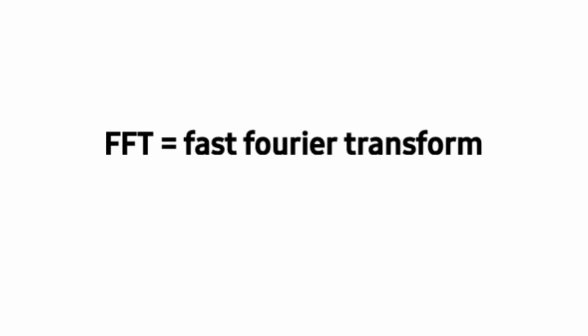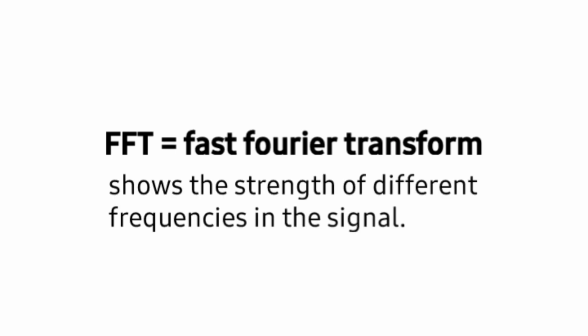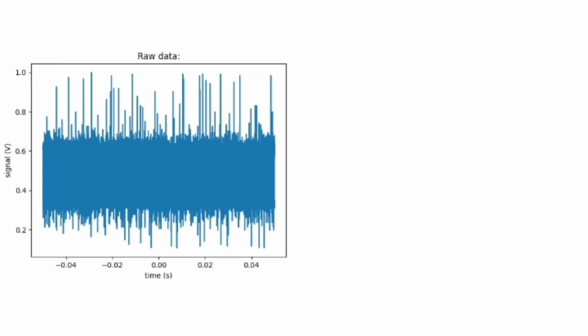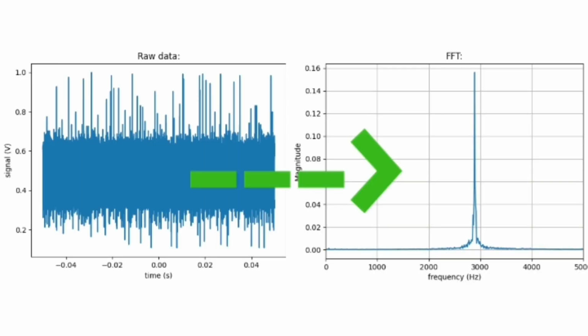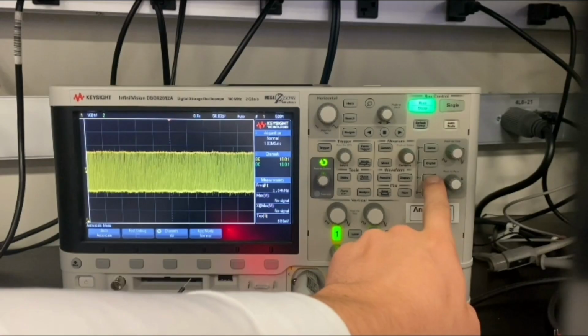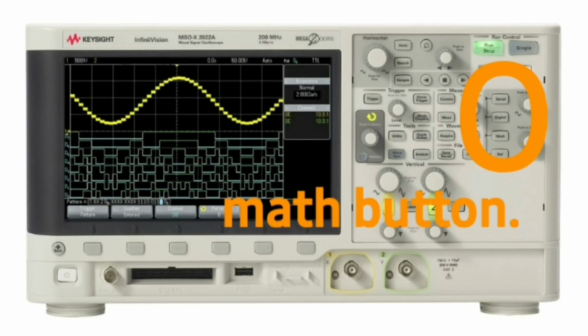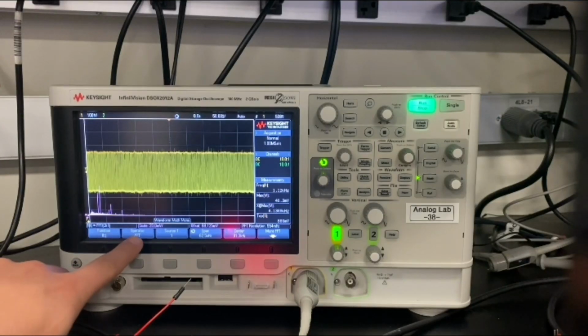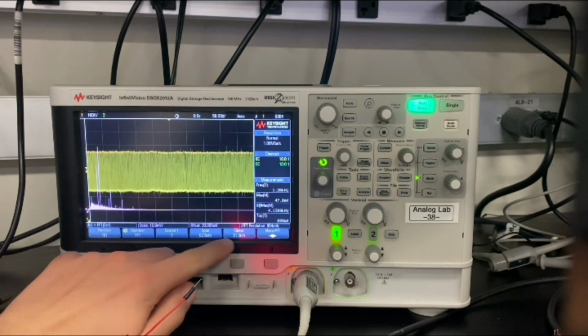The FFT, or Fourier transform, shows the strengths of different frequencies present in a signal. Instead of a messy signal in the time domain, we see a clear representation of the frequencies in the wave. You just press the math button here on the right, and then make sure that the operator it demonstrates here is FFT. You can see it says span and center.